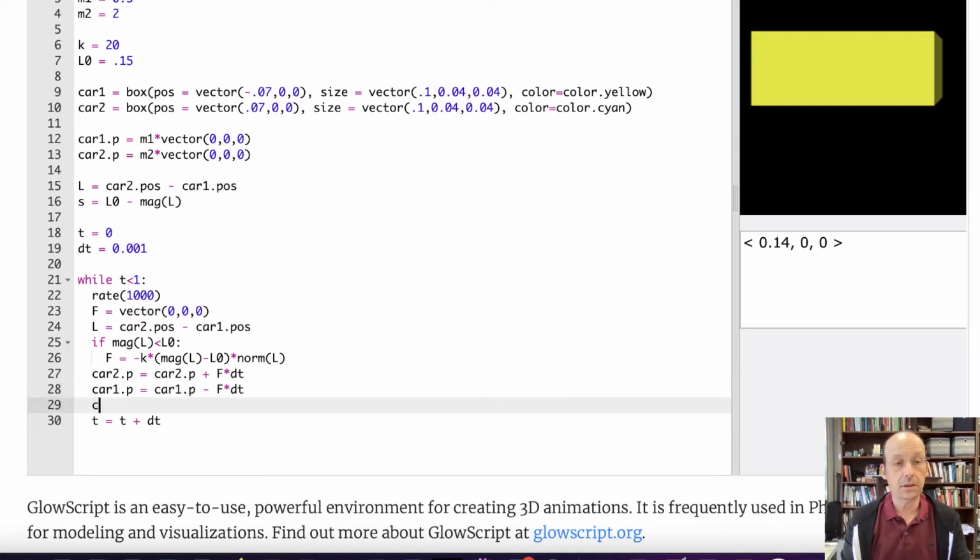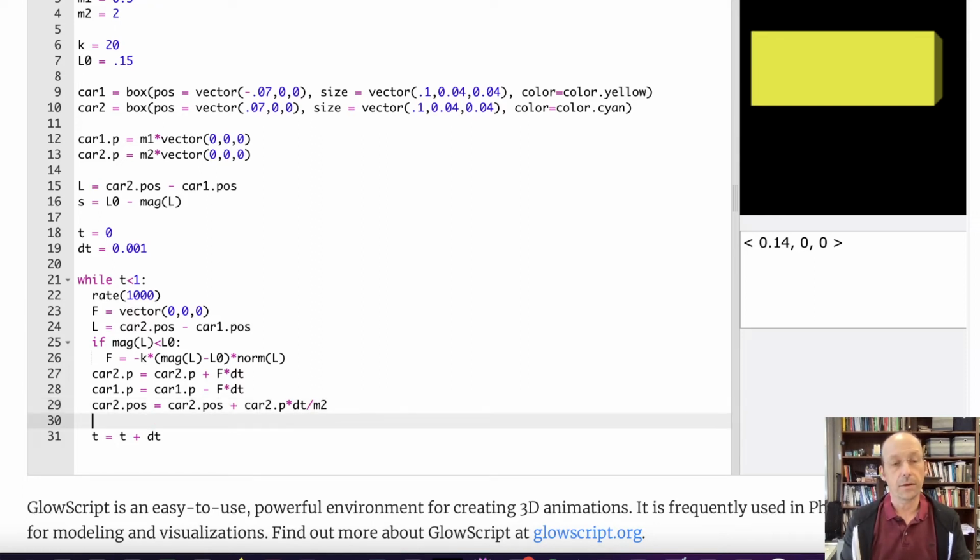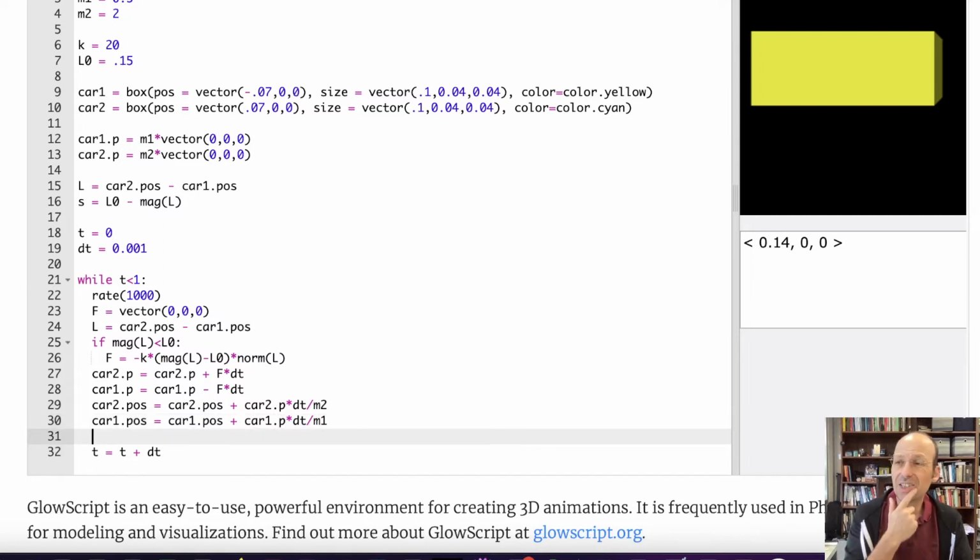Now I can update the position. Car2.pos equals car2.pos plus car2.p times dt divided by m2. And I should do this with car2.m, but I just want to do it that way. And car1.pos equals car1.pos plus car1.p times dt divided by m1. I think that's it. Let's just see if it runs. I didn't calculate anything. I'm just running it.